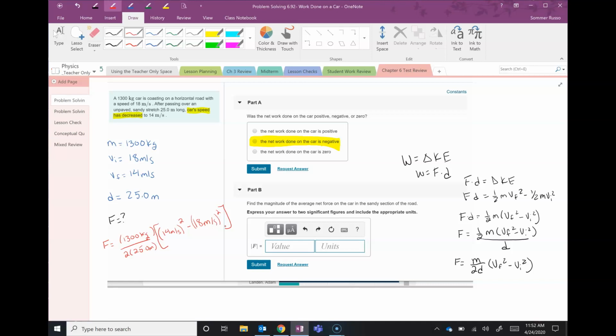When I do so, I get the value of negative 3,328 newtons. But we didn't want the direction because we're looking for the magnitude. This gives you a hint because it puts that in absolute values. So we're going to put just the positive value. We only need 2 sig figs, so this rounds to 3,300 newtons.